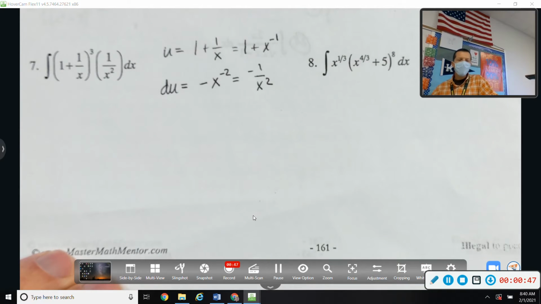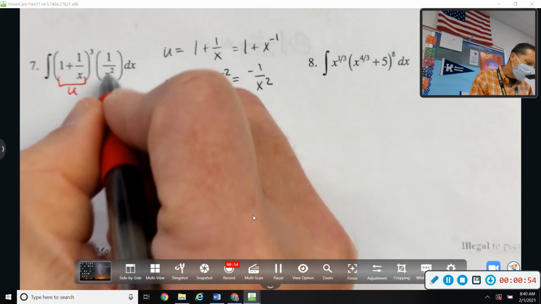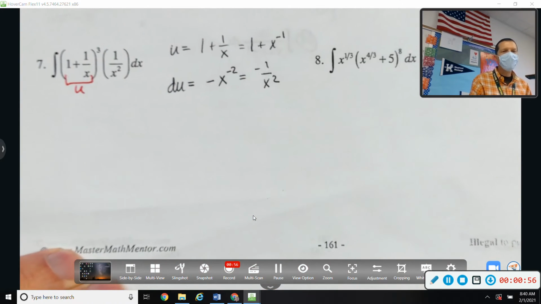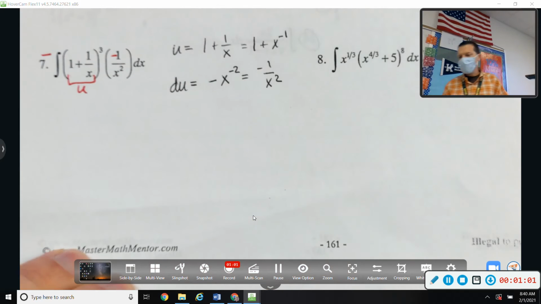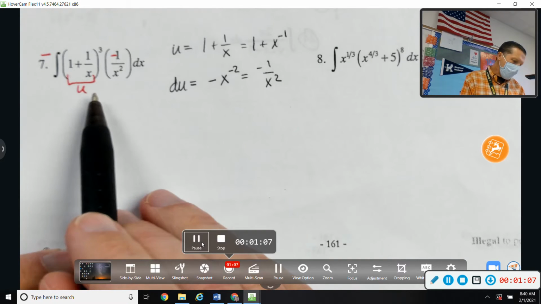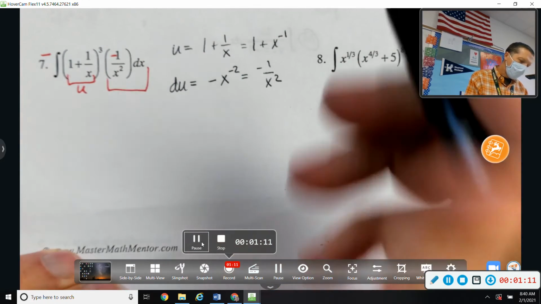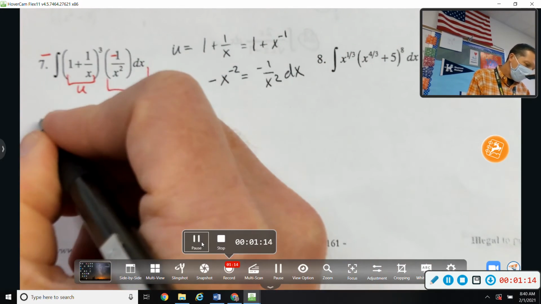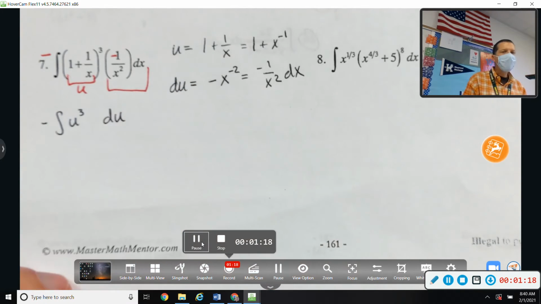So how are you feeling about that choice for u? Amazing, yes. Because this is du, or at least almost du. It's off by a sign. So I can fix that with the sign. So all of this is du now. So negative integral u cubed du.